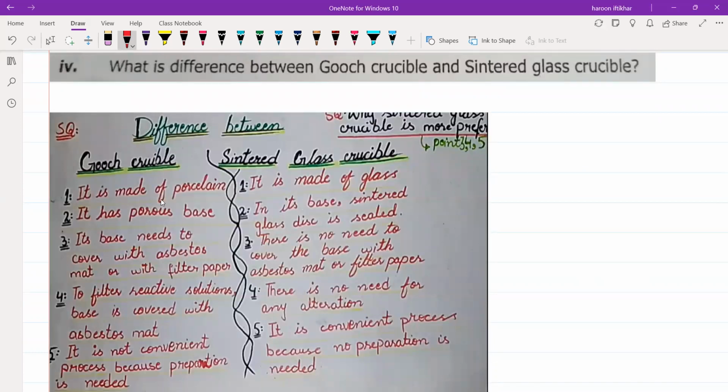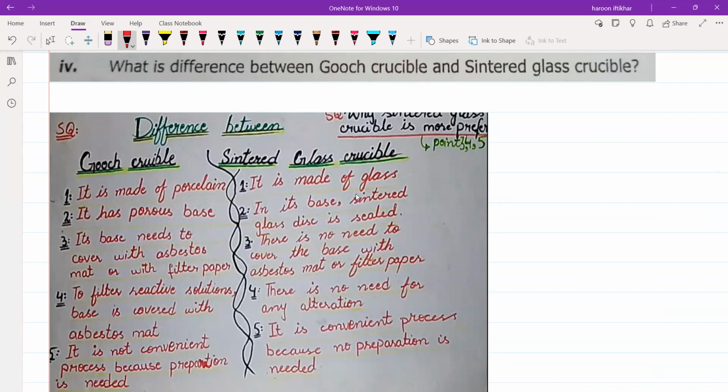It's a very good picture, and we must be thankful to the person who made this. Okay, so gooch crucible is made up of porcelain. It has porous space. It needs to be covered with asbestos or filter paper. The filter paper is reactive to so many things, like it is not useful in filtering sulfuric acid or any concentrated acids or oxidizing agents.